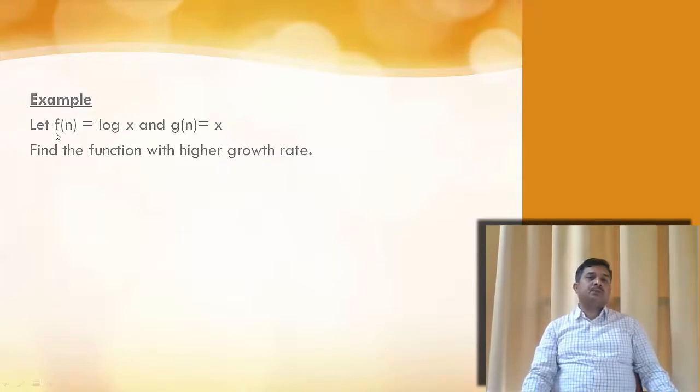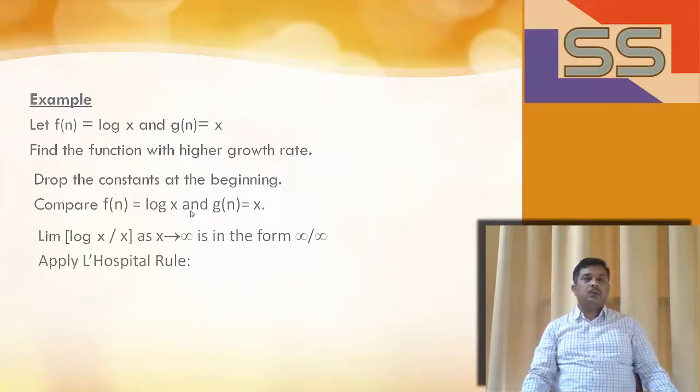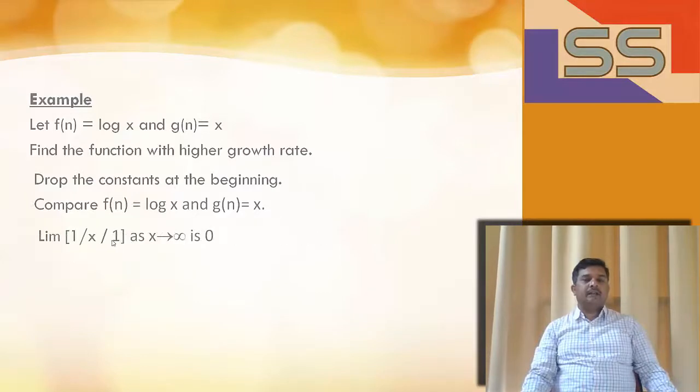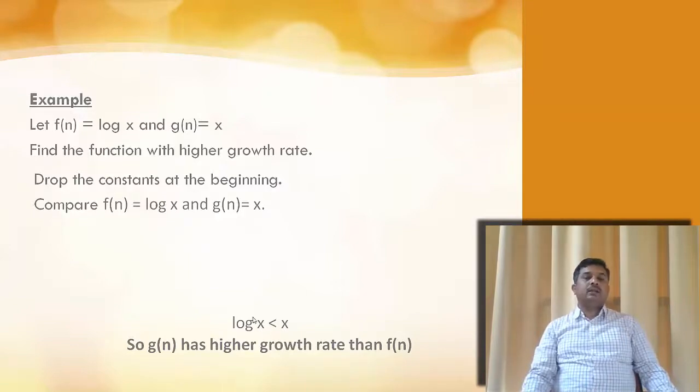We'll see the last problem here. fn equal to log x and gn equal to x. So which is having higher growth rate? So what we need to do? We need to take limit. So limit log x by x as x tends to infinity. It is in infinity by infinity form. And if we are differentiating, we'll get limit 1 by x by 1. So as x tends to infinity, this value becomes 0. So log x is having less growth rate than x.